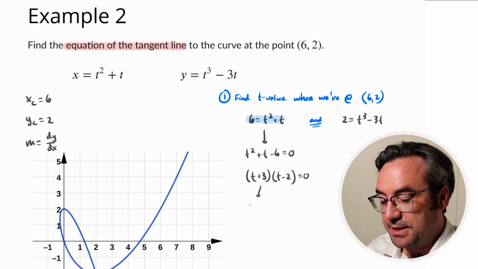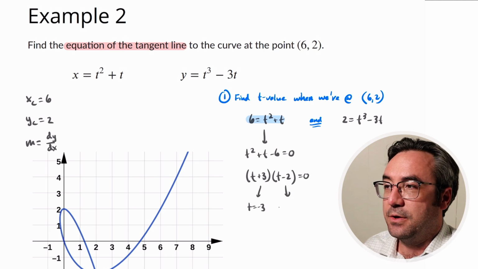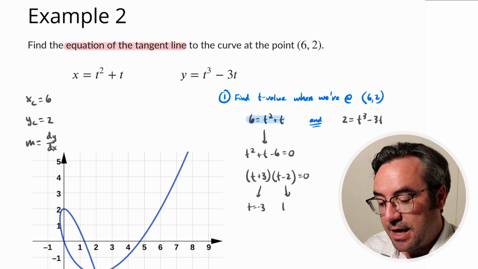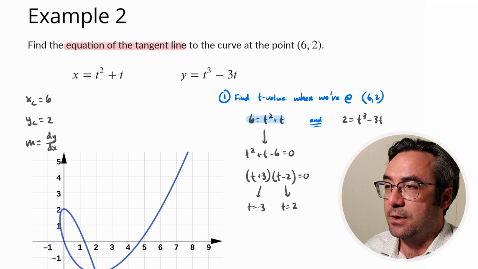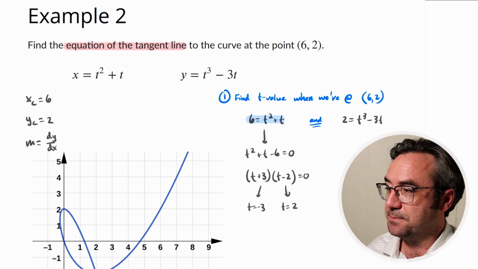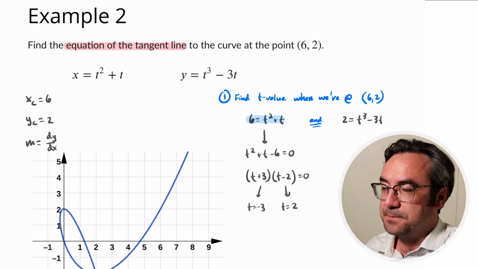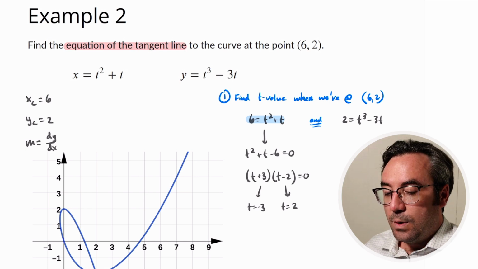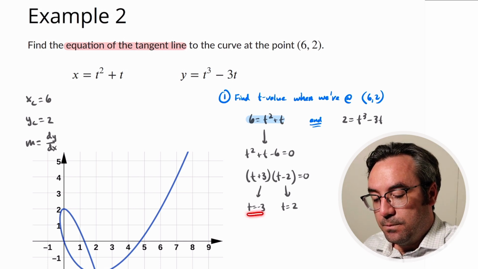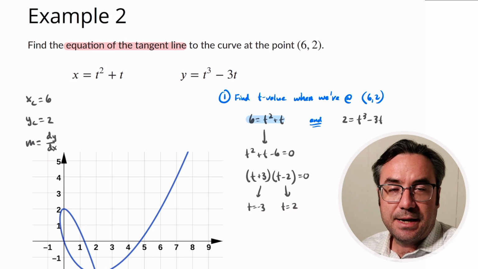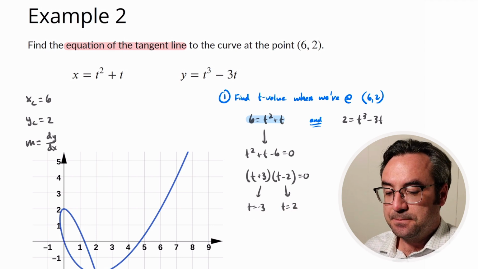So from this one, we get t is equal to negative 3. So at time negative 3, our particle has an x-coordinate of 6. And when time is equal to 2, our x-coordinate is 6. So it looks like we have two different times. So these are the only two different times when our x-coordinate is 6.